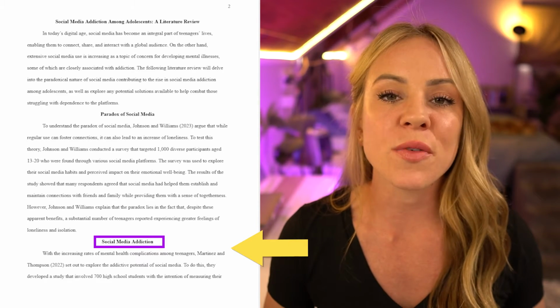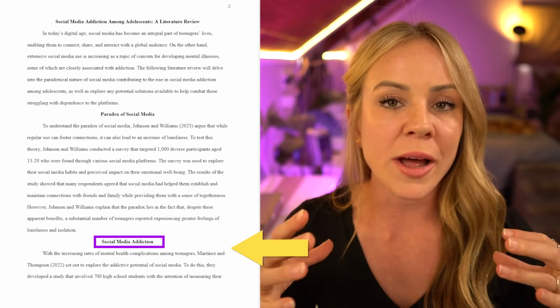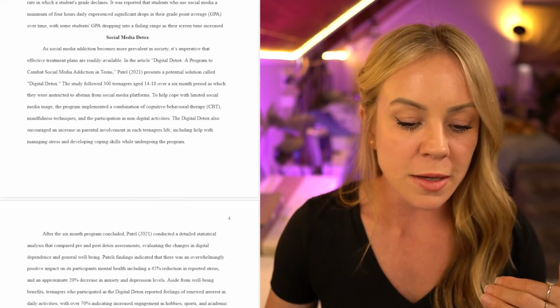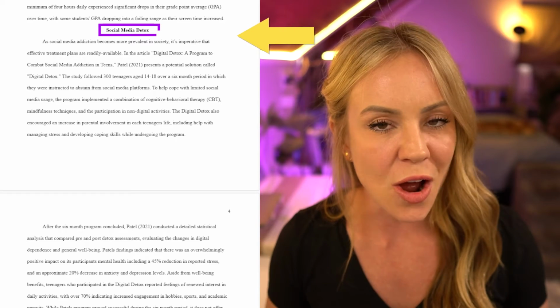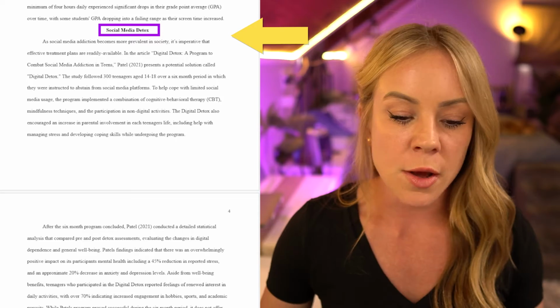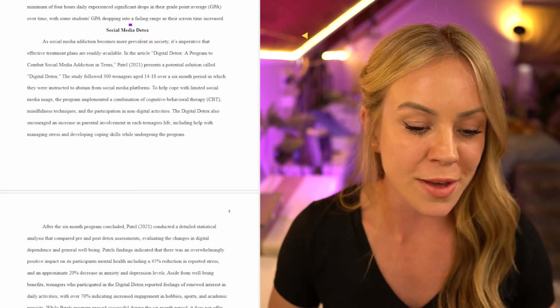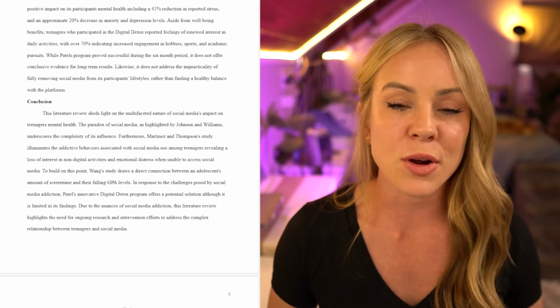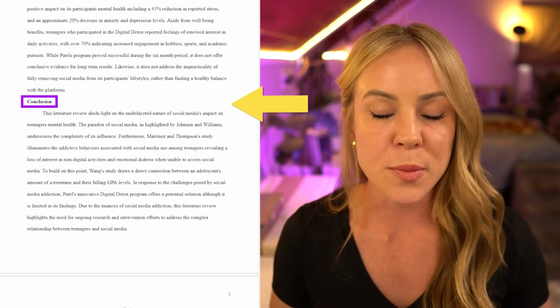Then we move on to social media addiction. This is where we're going to provide the annotations that outline the evidence of the social media addiction. And then finally, we have social media detox. That's going to be reflecting the solution annotation from our annotated bibliography. And then just as if this were a standard academic assignment, we have our conclusion to round out the paper.